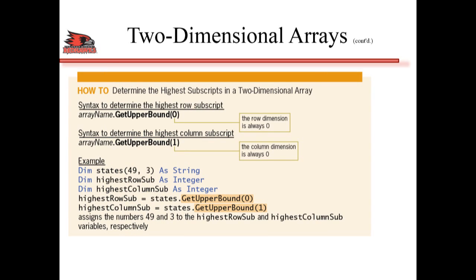Similar to 1D arrays, we can get the upper bound for the row and the column, meaning the highest row subscript and the highest column subscript, by GetUpperBound. If it's 0 within parentheses, that gets you the highest row. If it's 1 within the parentheses, that gives you the highest column subscript. And we have examples to show that.